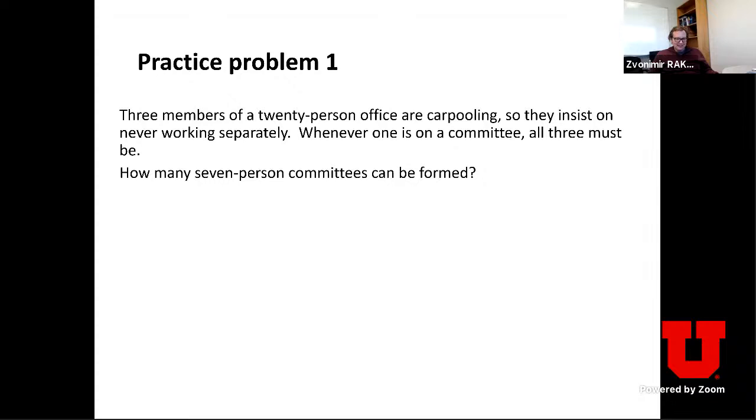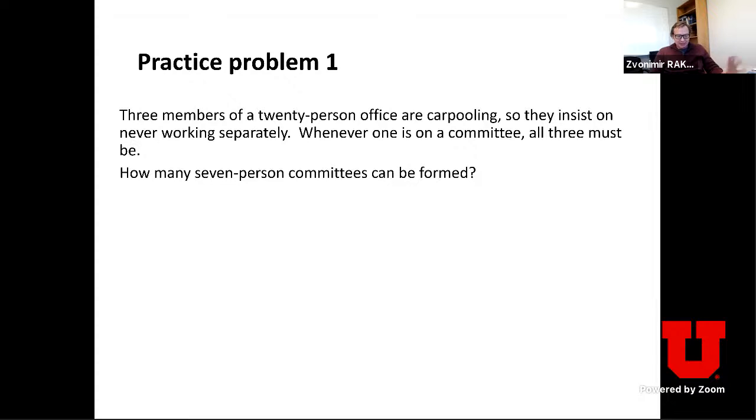So let's try to solve this. We have an office of 20 people, and these 3 people always have to work together. So whenever one is on a committee, all 3 must be. Now, how many 7-person committees can be formed?